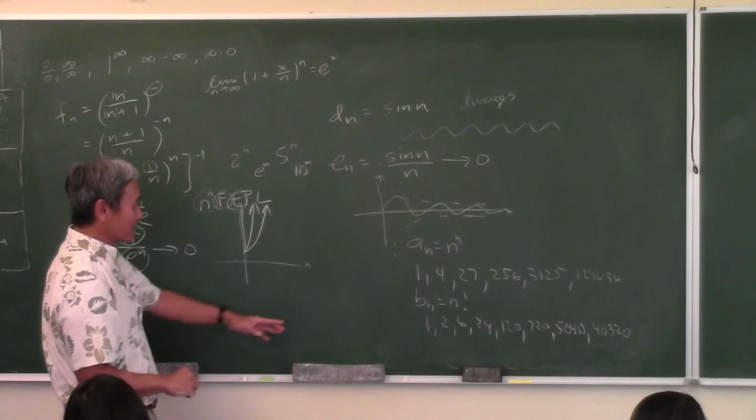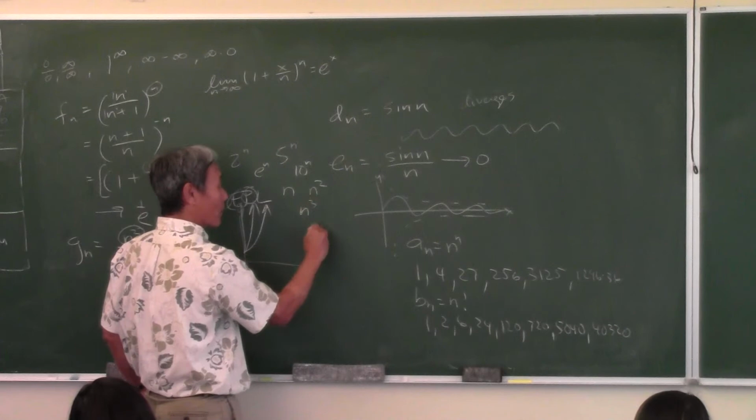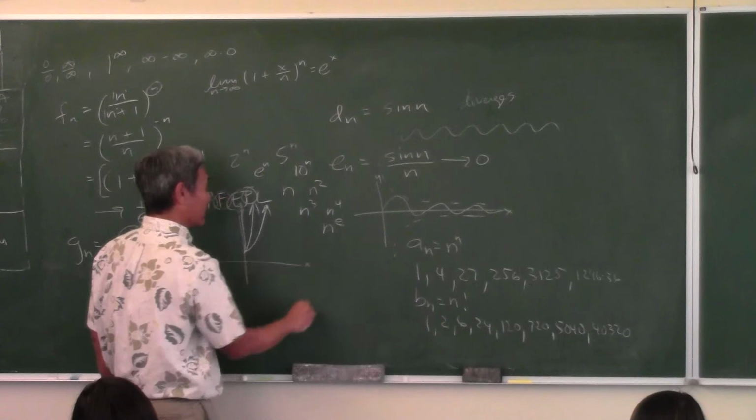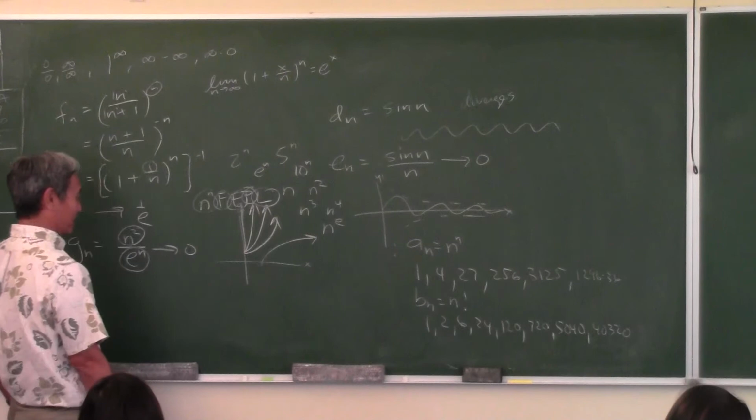What does P stand for? Polynomial. That's why it's n to a number power, like n, n squared, n cubed, n to the 4, n to the e. Not n to the i, that's imaginary. So polynomial functions grow not as fast, and then the last one, logarithmic functions, are very slow growing. It looks like that. That's just the way it is.